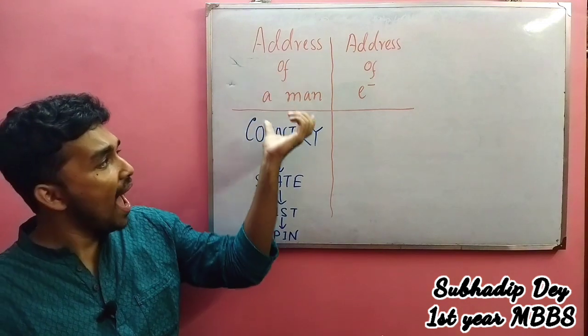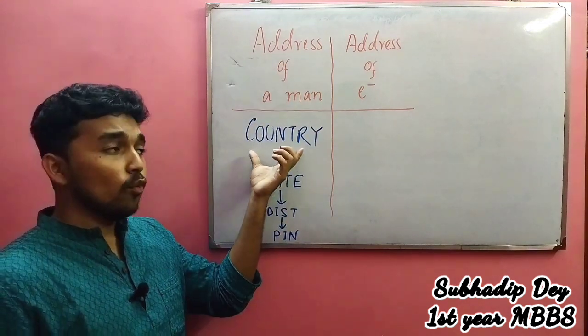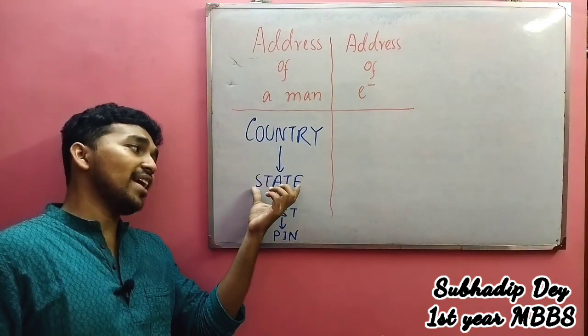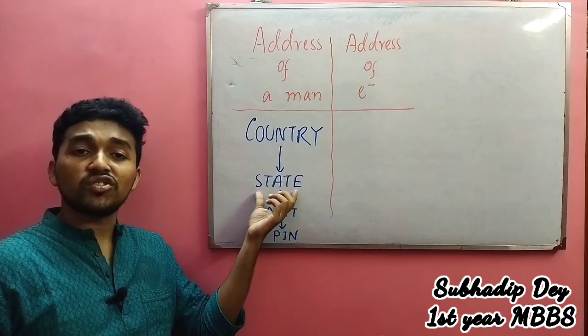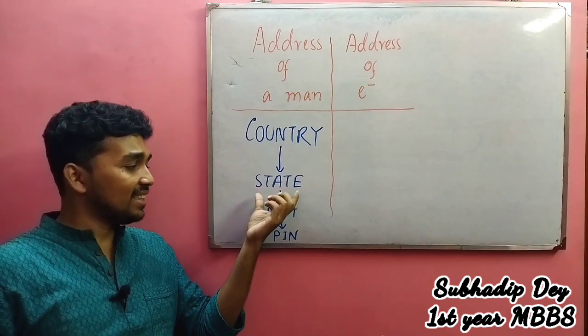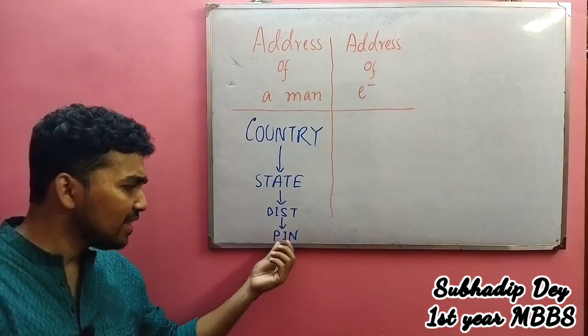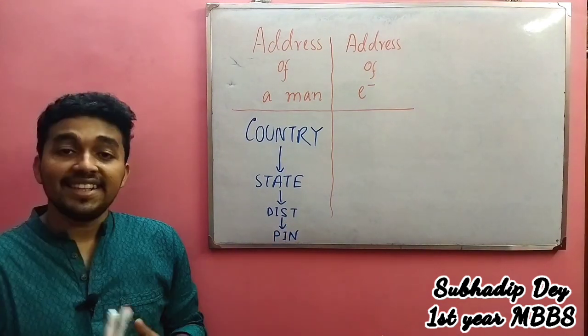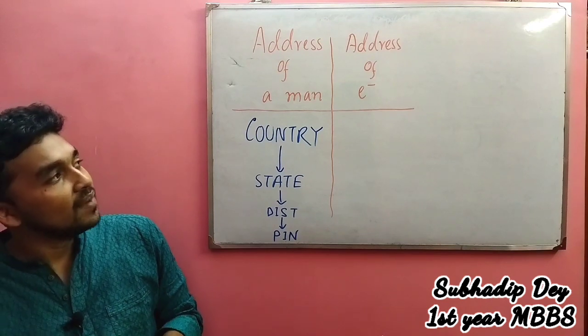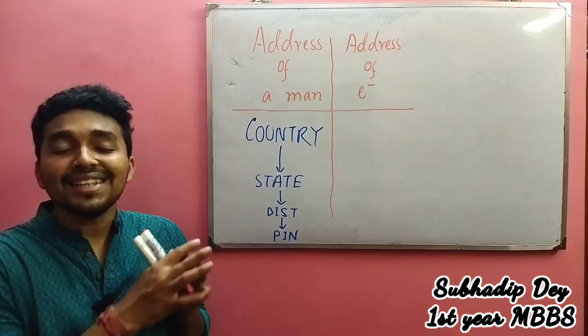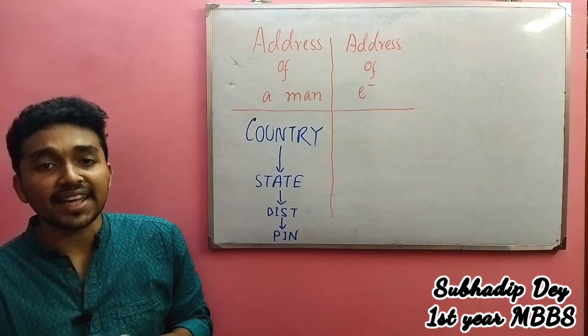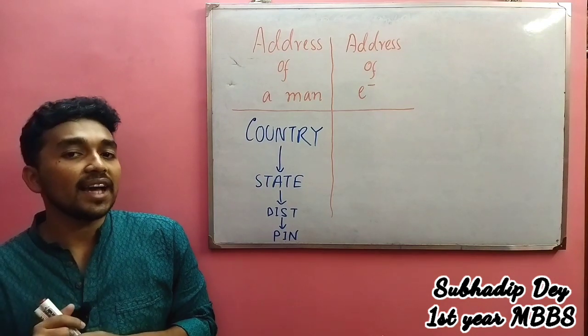So address of a man will be country. Within country there are many states, so then he will tell his state. Within a state there are many districts, so he will mention the district and then he will mention the PIN number. ठीक उसी तरह अगर हम एड्रेस ऑफ इलेक्ट्रॉन इनसाइड एन एटम ढूंढने जाएंगे तो पता है हमें क्या मिलेगा.